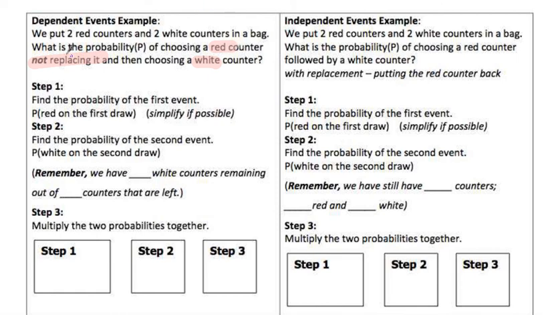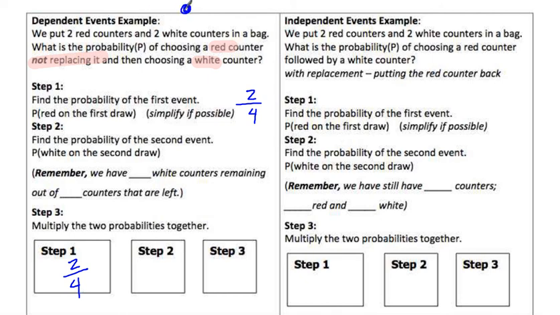If we have 2 red counters, and there are 4 total counters, my probability of choosing red is 2/4. Now, if you would like to simplify that down to 1/2, you can, but I'm not going to, just to show you what would happen. Now, step 2, find the probability of the second event, the probability of white on the second draw.